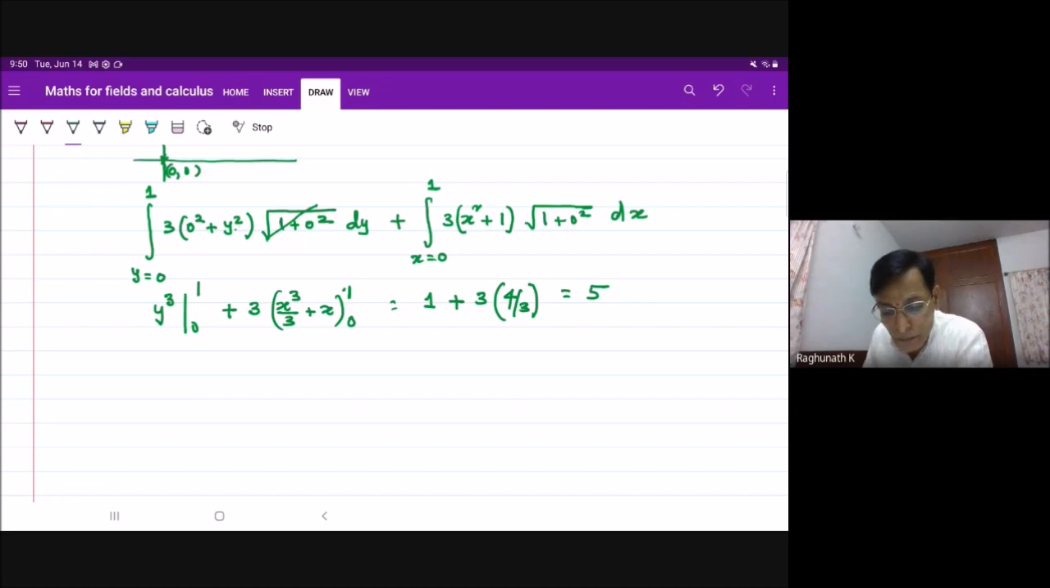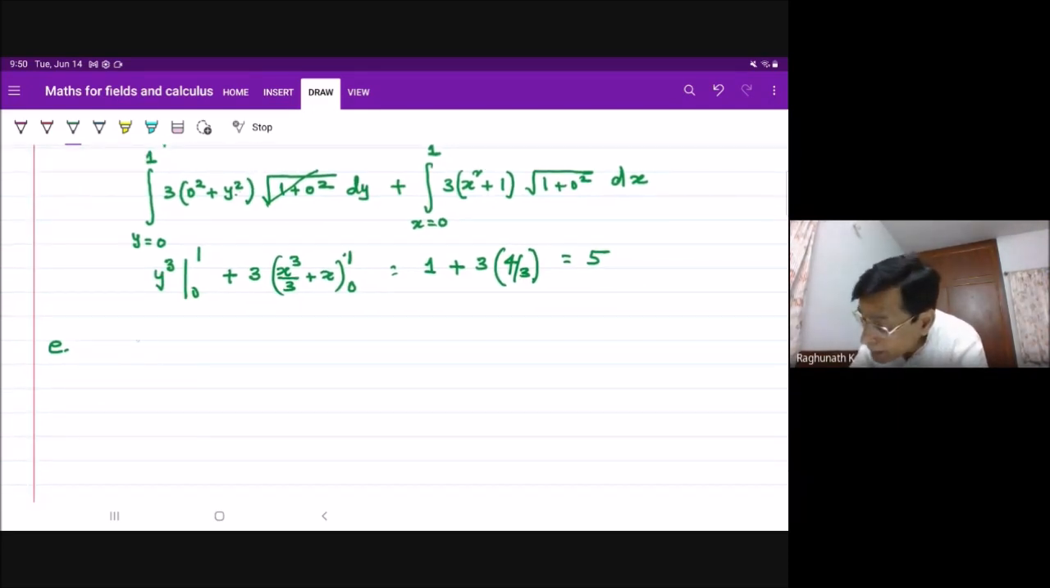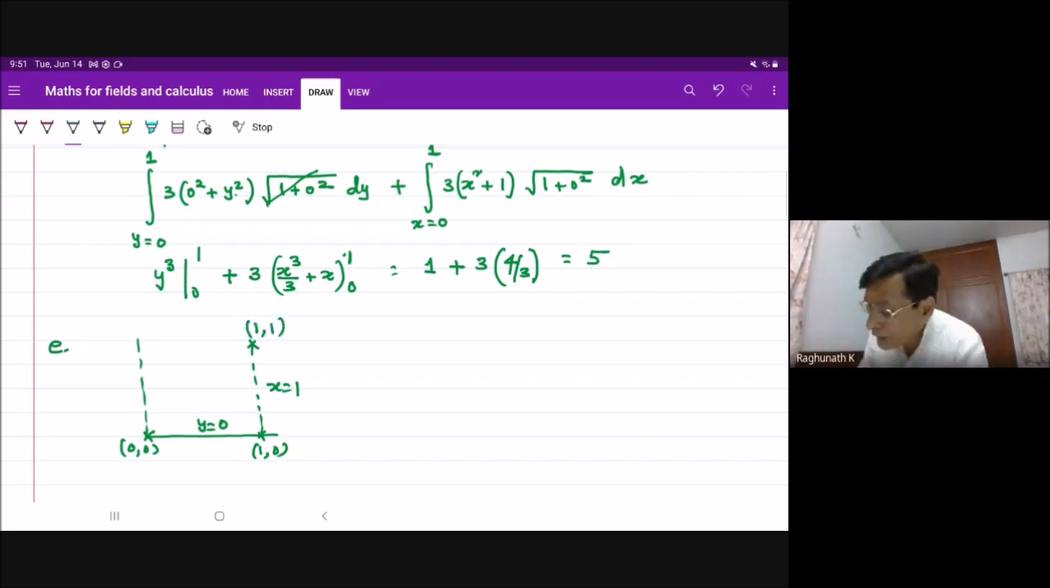E. You do E, we will see. E, just try. What is that? Along the x-axis from 0, 0 to 1, 0, y is equal to 0. And parallel to the y-axis, x is equal to 1 from 1, 0 to 1, 1.